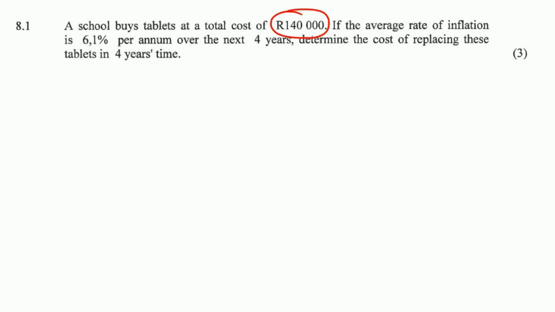In 4 years' time, the school's going to buy more tablets. Now, would the cost normally go up or go down? What happens in real life? What happens to things in the shops, the value goes up, right? It's called inflation. If you buy a car today, it might be 100,000 Rand. If you try to buy the same model in the future, obviously it'll be a newer model, it's going to be worth more, okay? Things go up in value.